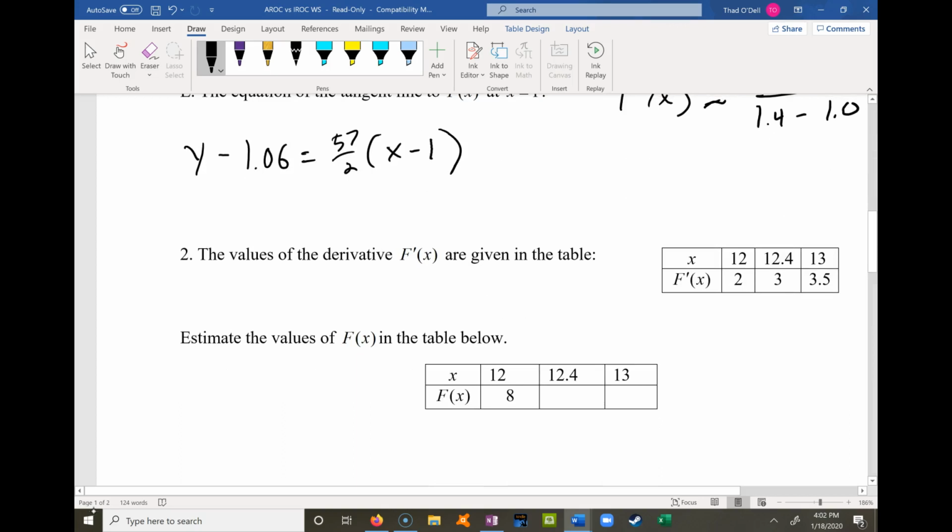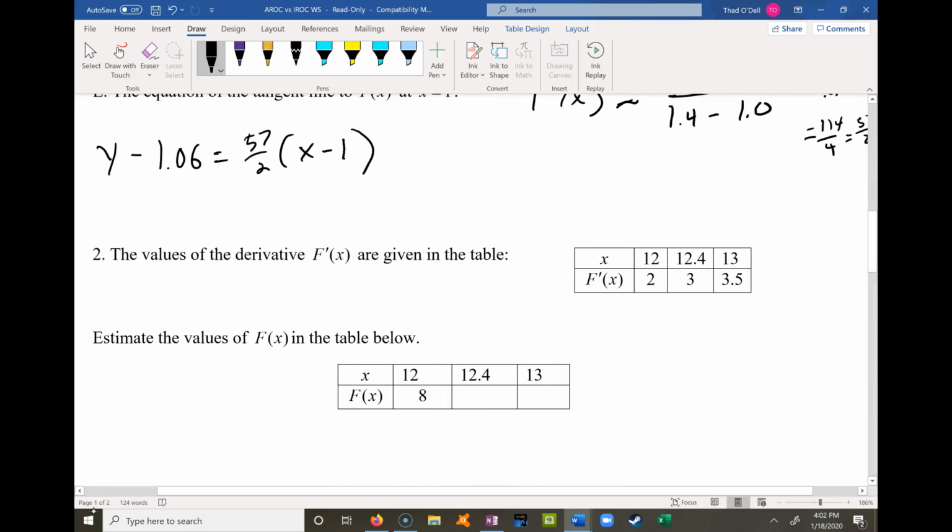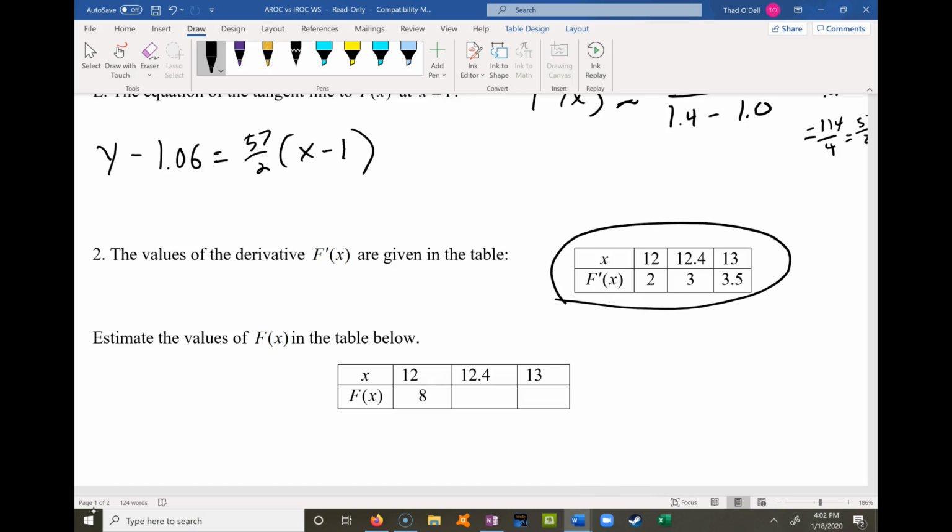Okay, down here is another point. This is kind of getting more detailed at what is the derivative. So the values of the derivative, f prime of x, are given in the table. Now the table is giving me the values of the derivative rather than the original function. So now I'm supposed to use that table to estimate the following.